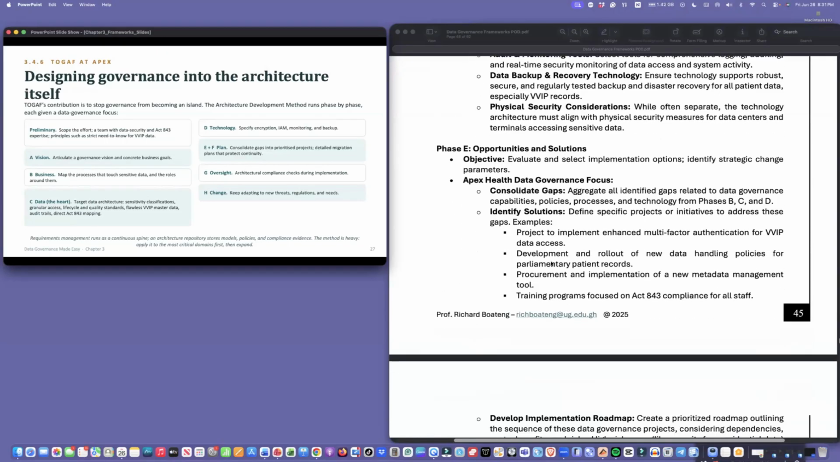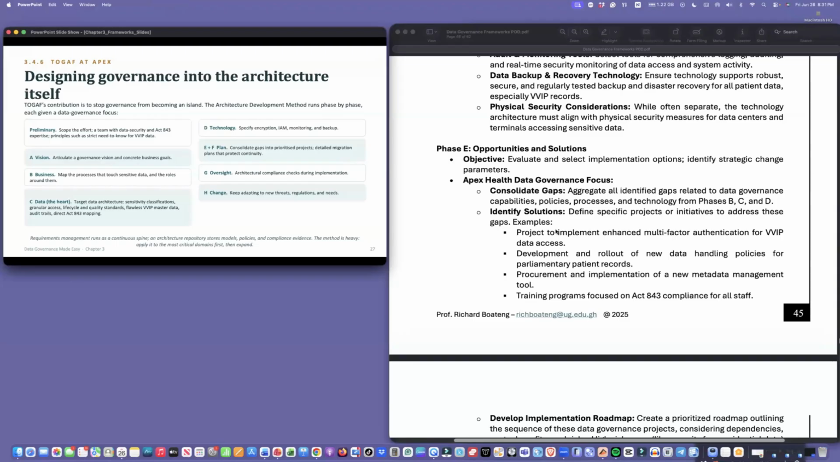From there, we go to phase E, opportunities and solutions. Evaluate and select implementation options. Identify strategic change parameters, for example, consolidating gaps related to data governance. When you did your assessment of the vision and the business, and then the data and technology itself, what were the gaps that you had? How are you going to address those gaps? What do you have and what don't you have? You do the procurement related to it, and then implement the tools that you need.